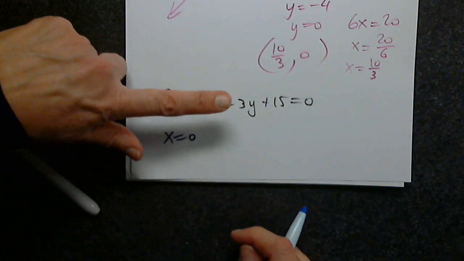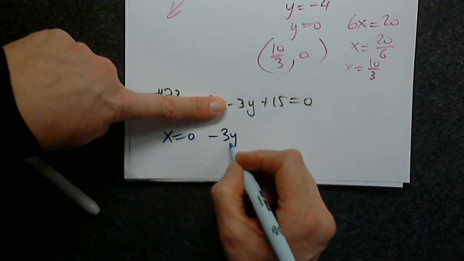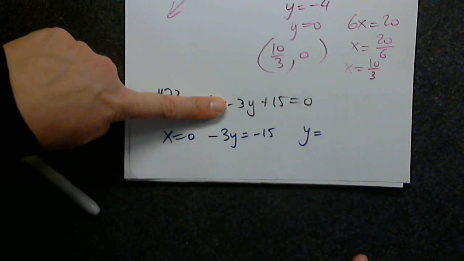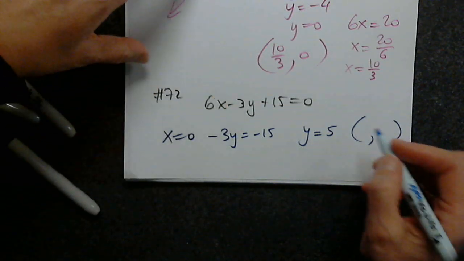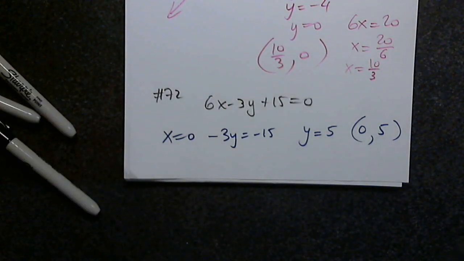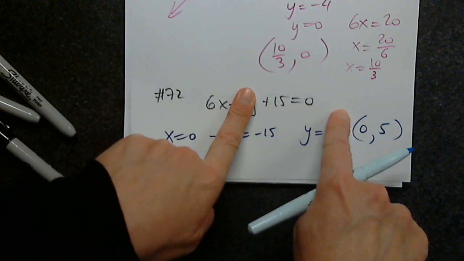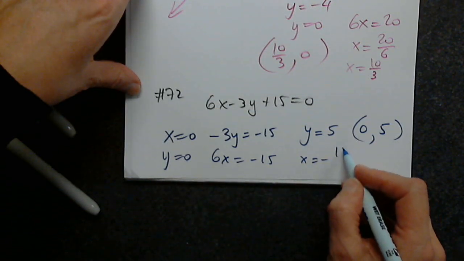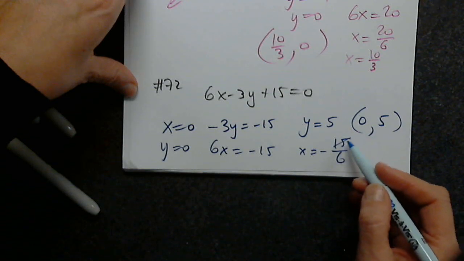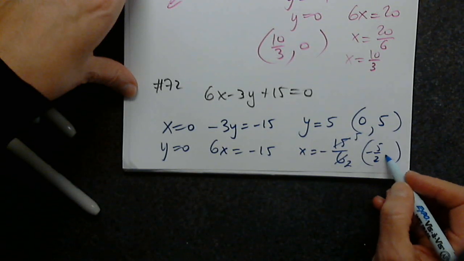So when x is 0, negative 3y equals negative 15. How much is y? Excellent. What is the ordered pair? Do we understand the process so far? Yes? Okay, the other one, I make y equals 0. I have 6x equals negative 15. So then x will be negative 15 over 6. And I will simplify by 3, and by 3 as well, negative 5 halves. So the ordered pair is negative 5 halves, comma, 0.